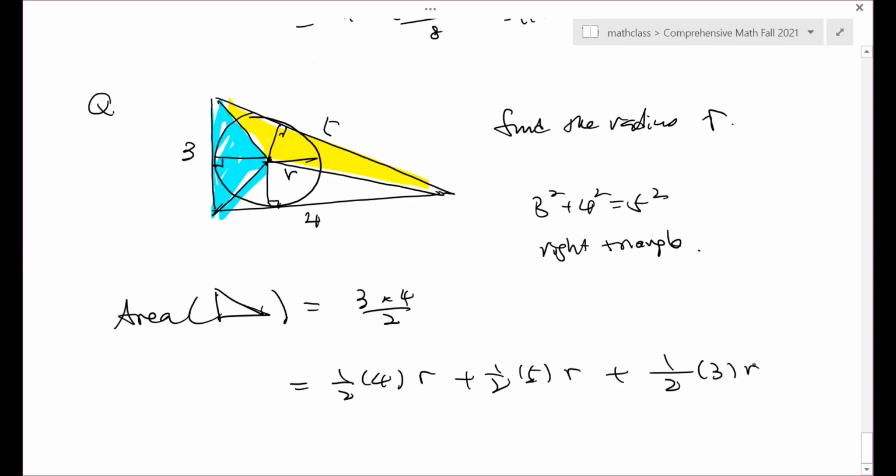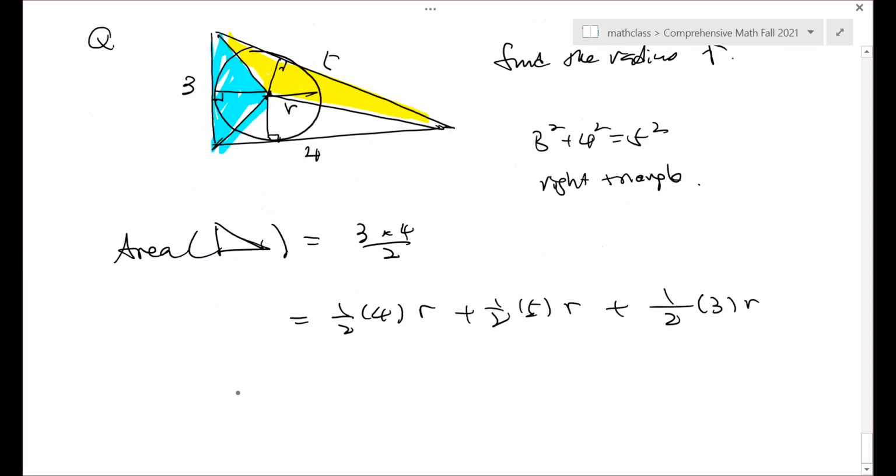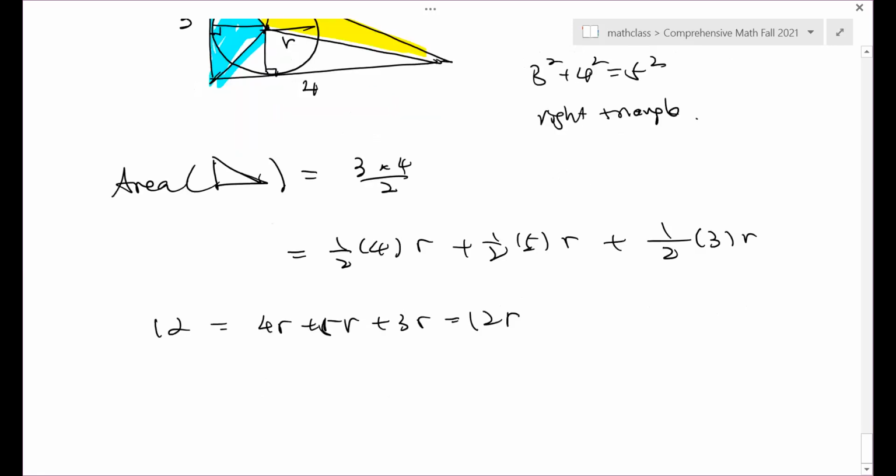So immediately you will get, the 2s cancel out, 12 equals 4r plus 5r plus 3r. That's 12r. So the answer is r is going to be what?